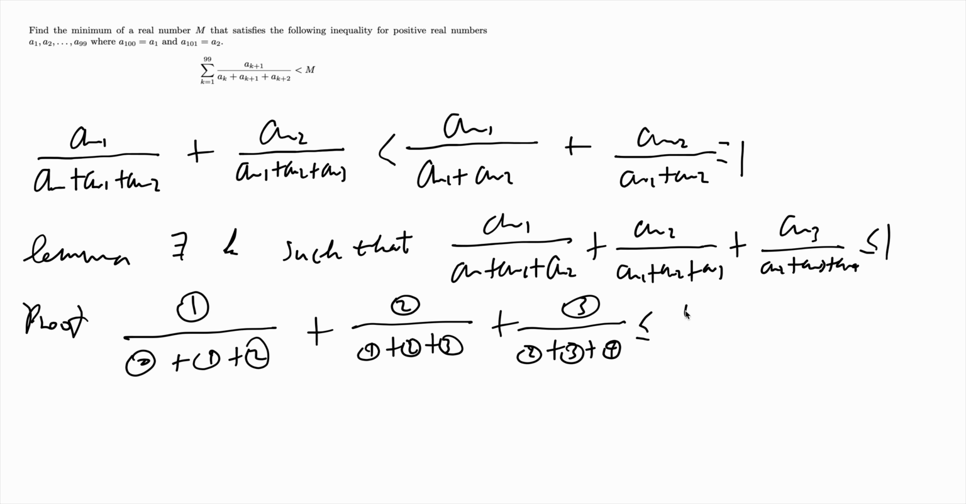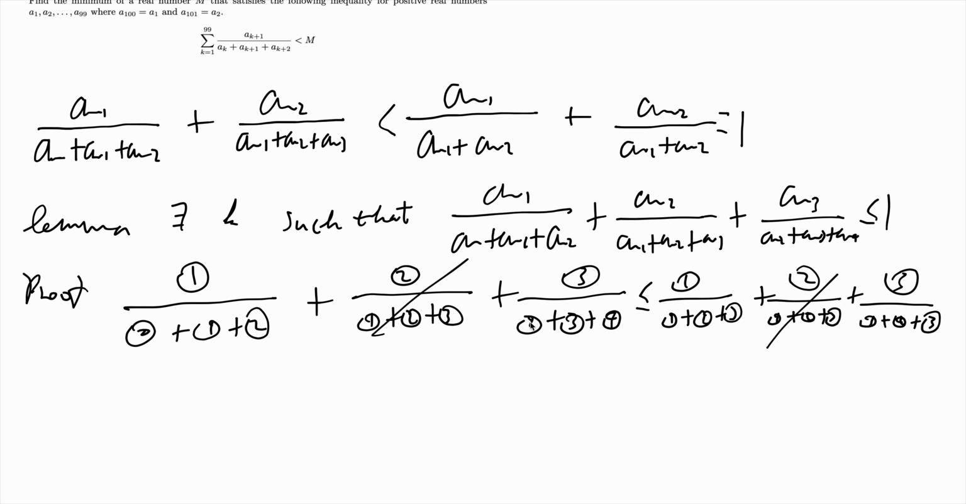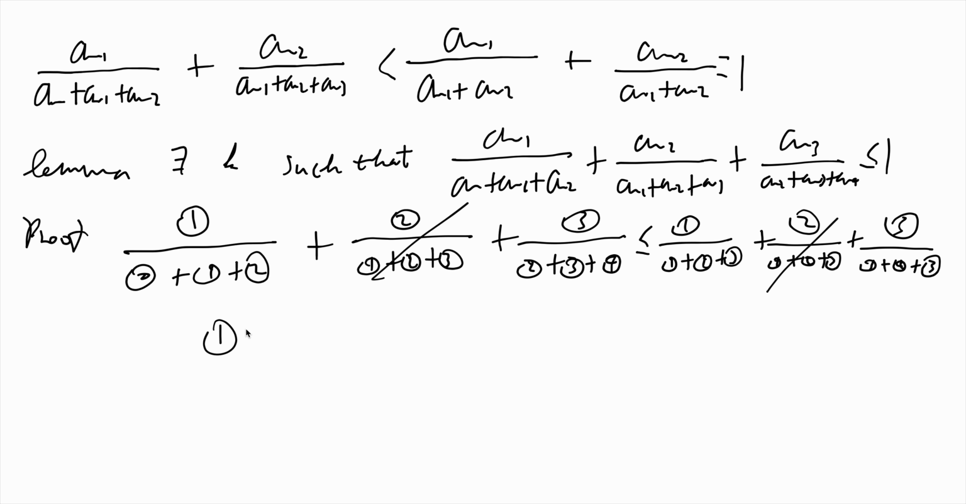It suffices to prove that this is true, because this is equal to 1. And notice that they cancel out. Therefore, it suffices to prove that 0 is greater than or equal to 3.